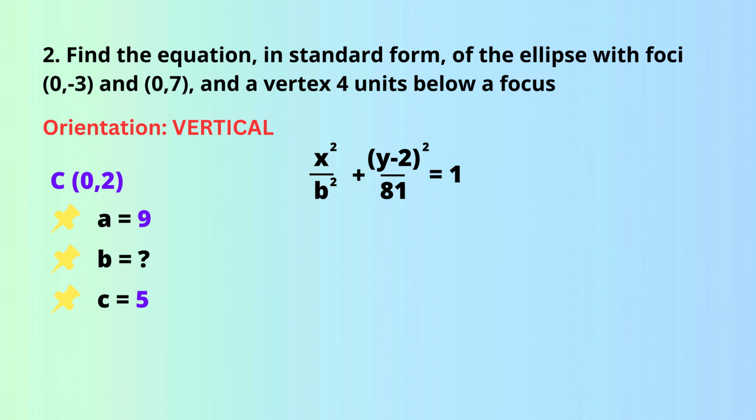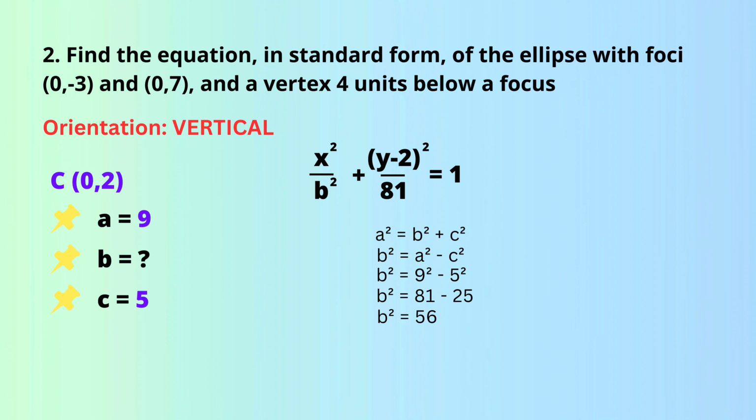To solve for b, we will use the Pythagorean theorem. We can rearrange the formula so that we will have b squared equals a squared minus c squared. Substituting the given values, we have b squared equals 9 squared minus 5 squared. Solving it, we have b squared equals 81 minus 25, or b squared equals 56.